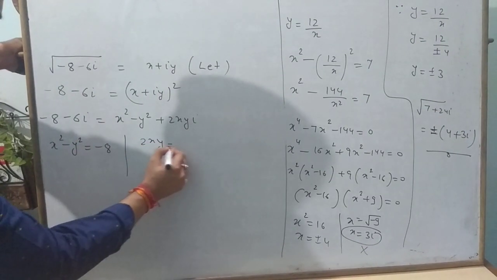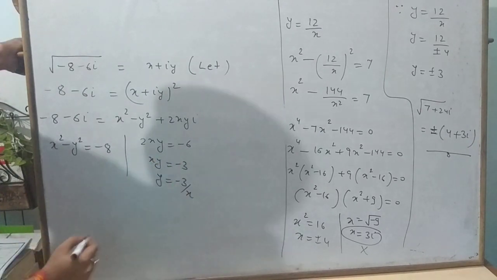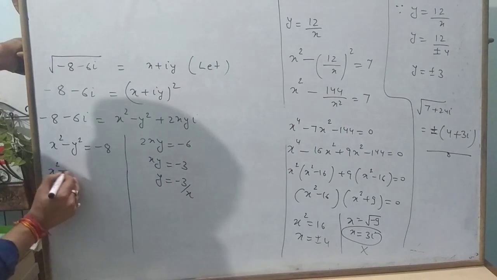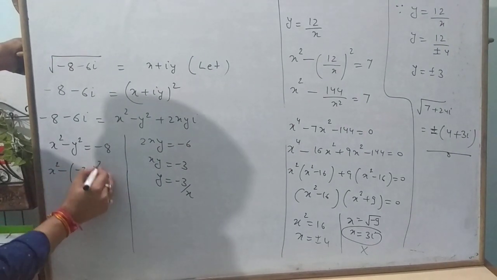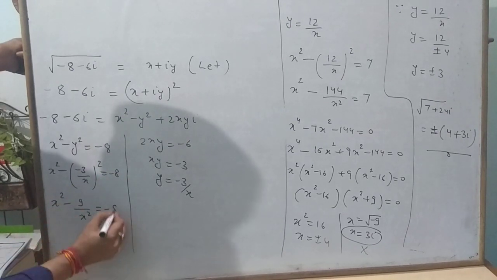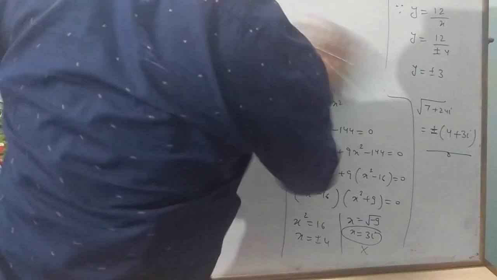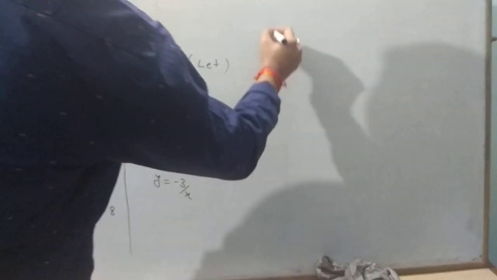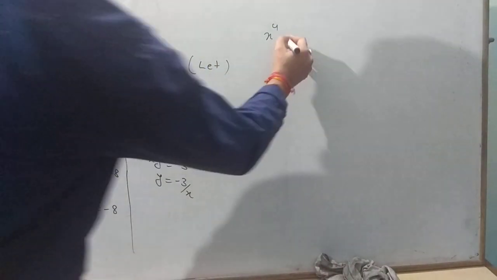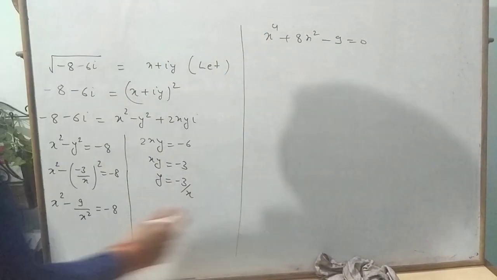And 2xy is equal to minus 6. xy is minus 3. y is equal to minus 3 by x. When we substitute, minus 3 by x whole square, x square minus 9 by x square is minus 8. Then x to the power 4 plus 8x square minus 9 is equal to 0.